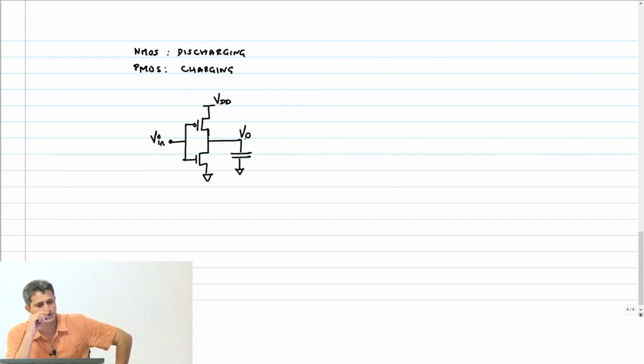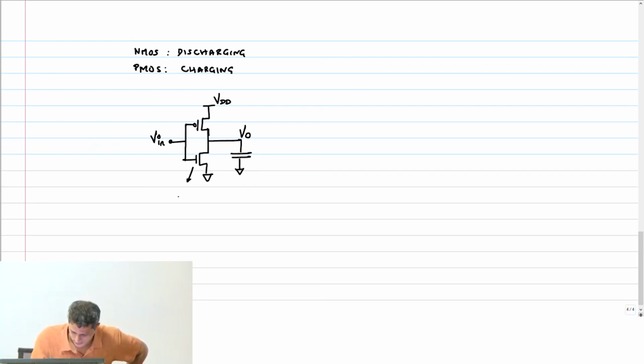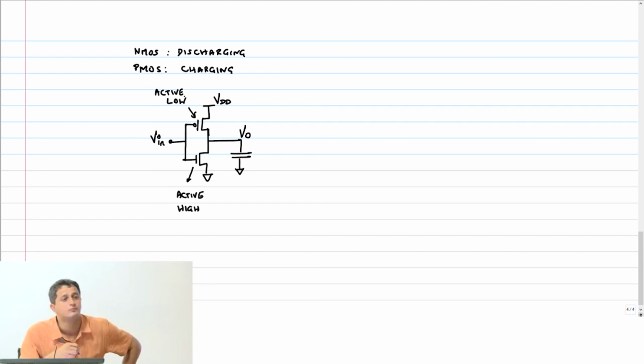Another important observation, note that an NMOS transistor is an active high switch. In this configuration, when my input goes high to VDD, the switch will turn on and will allow discharging to happen, right? On the other hand, a PMOS is an active low switch, okay? This is active high, this is active low.